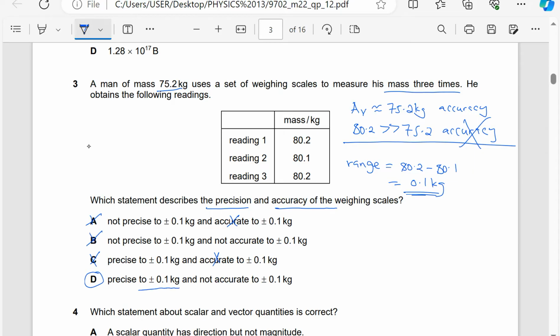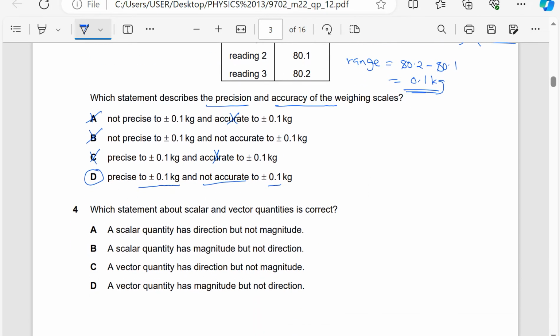They are precise to 0.1 kilogram because the range is 0.1 kilogram, but they are not accurate to 0.1 kilogram, because you notice the difference between the average value and the true value is much bigger than 0.1. So the answer is D.